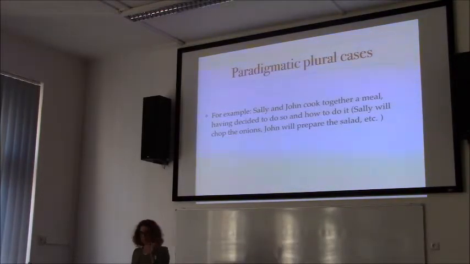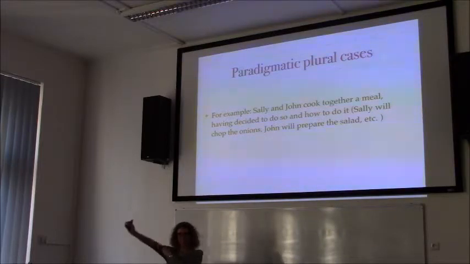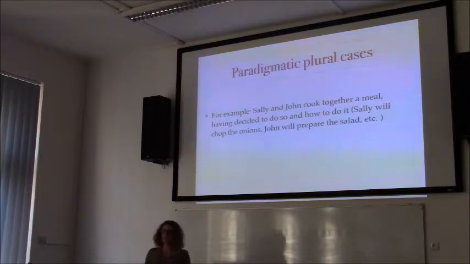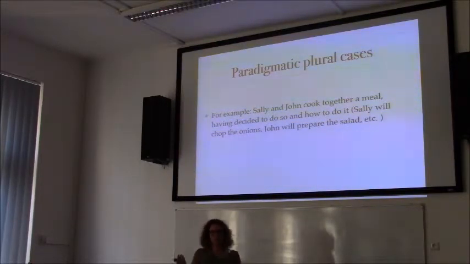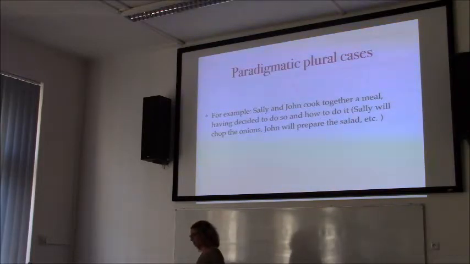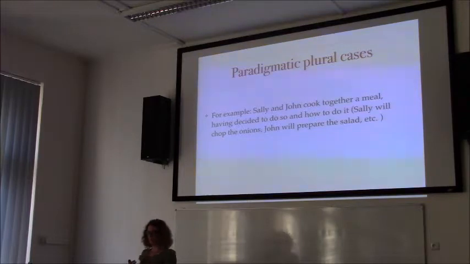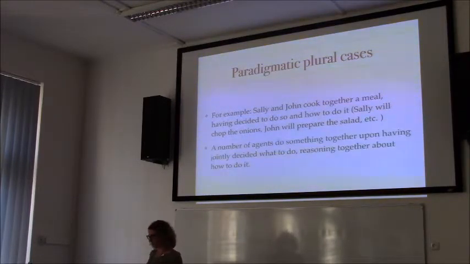So, for example, and this is one of the examples in our list at the beginning, Sally and John cook a meal together. They have decided to do so, and they have decided how they are going to do it. So Sally will chop the onions, and John will prepare the salad. Maybe one of them is setting the table. But they have this plan, the means to meet the end, and they have jointly decided upon the end as well.